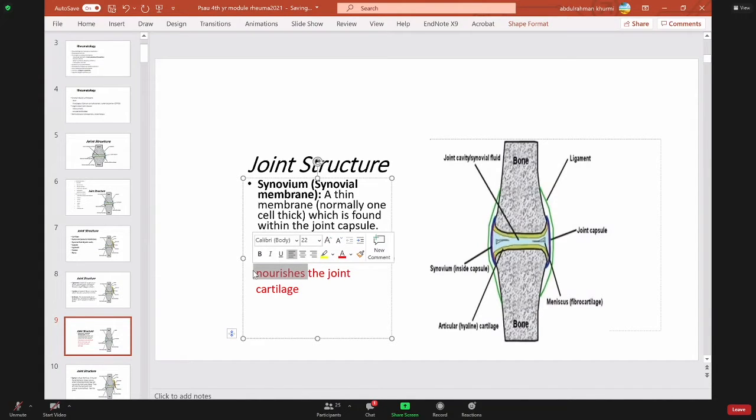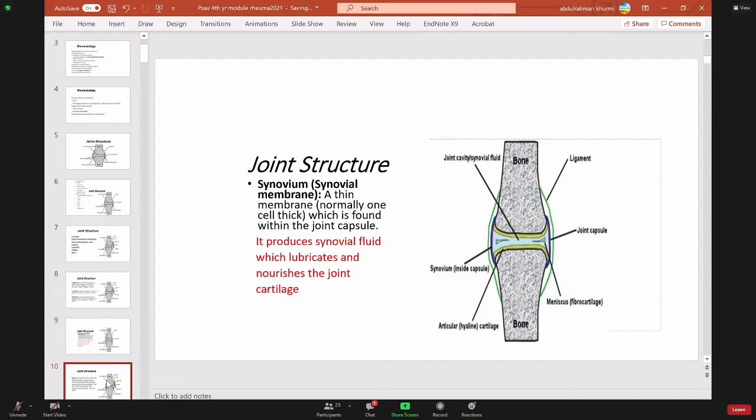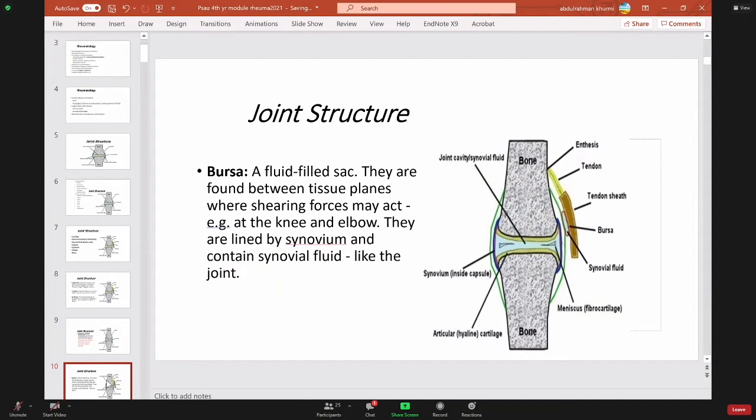You know, the cartilage does not involve blood vessels. So the synovial fluid does give nourishment and nutrients to the cartilage. Basically, you already said about it. It is a fluid-filled sac found between tissue planes, where shearing forces may act, like the knee and the elbows. They are lined by synovium, and they contain synovial fluid as well.